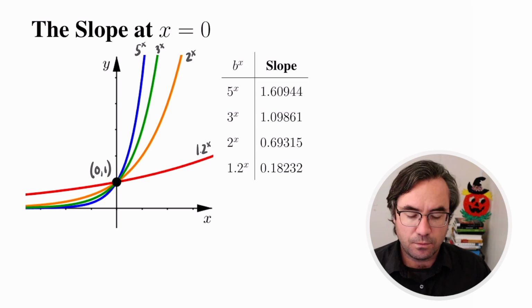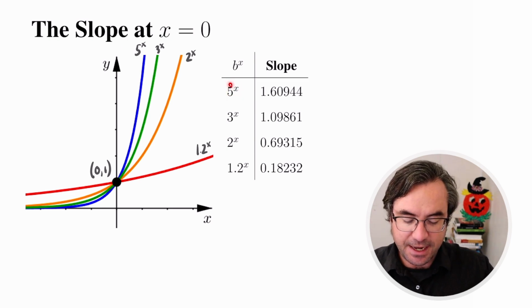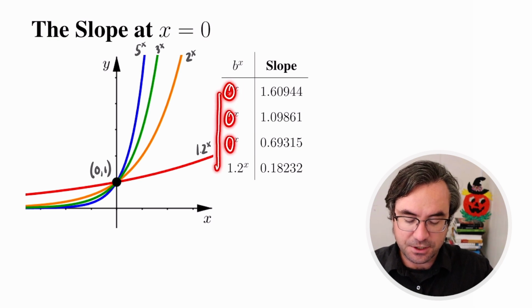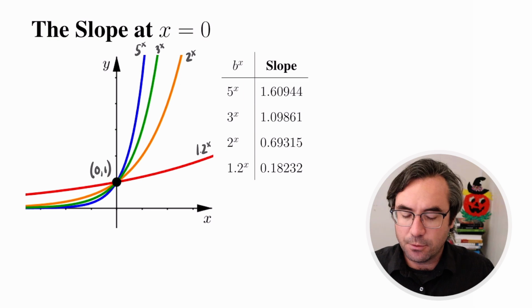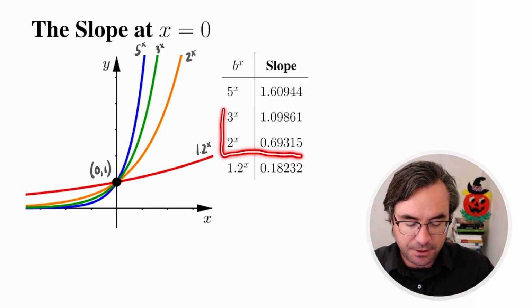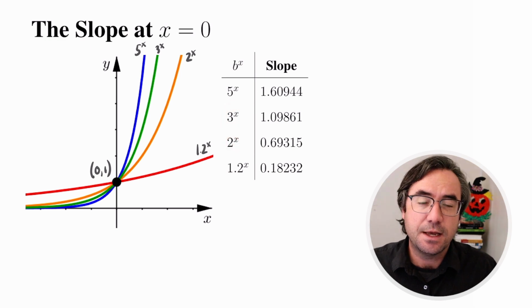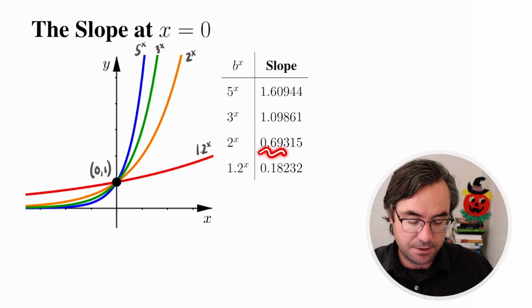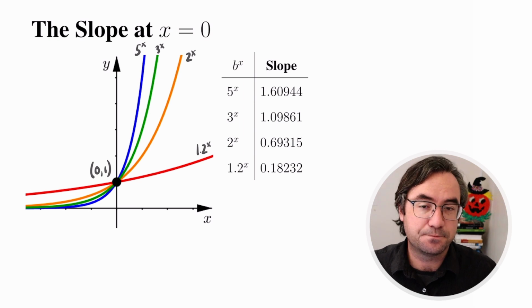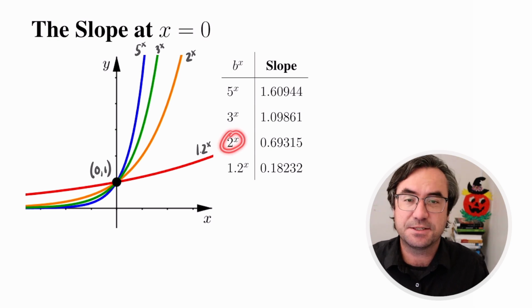So what we notice, if we look for patterns here, is that as the base value gets closer to 1, the slope approaches 0. But more importantly, something special happens between 2 to the x and 3 to the x. What happens there is the slope goes from being above 1 to being below 1. We're a little bit above a slope of 1 for 3 to the x, and a little bit below a slope of 1 for 2 to the x.